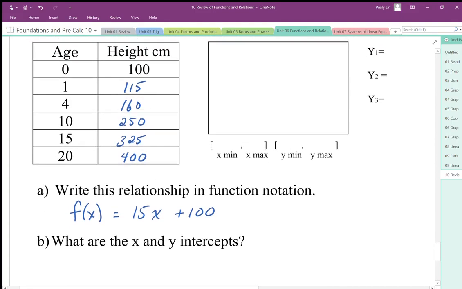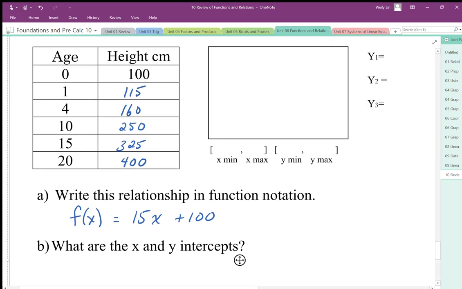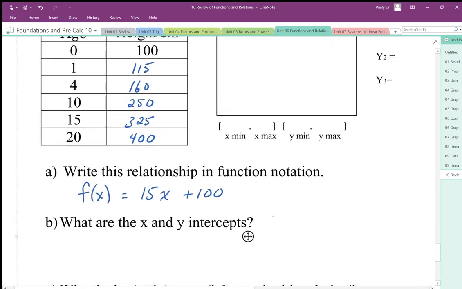What are our x and y intercepts? Well, our y-intercept is the initial height. Okay, so that's our y-intercept when x is 0. Y-intercept is when x is 0.